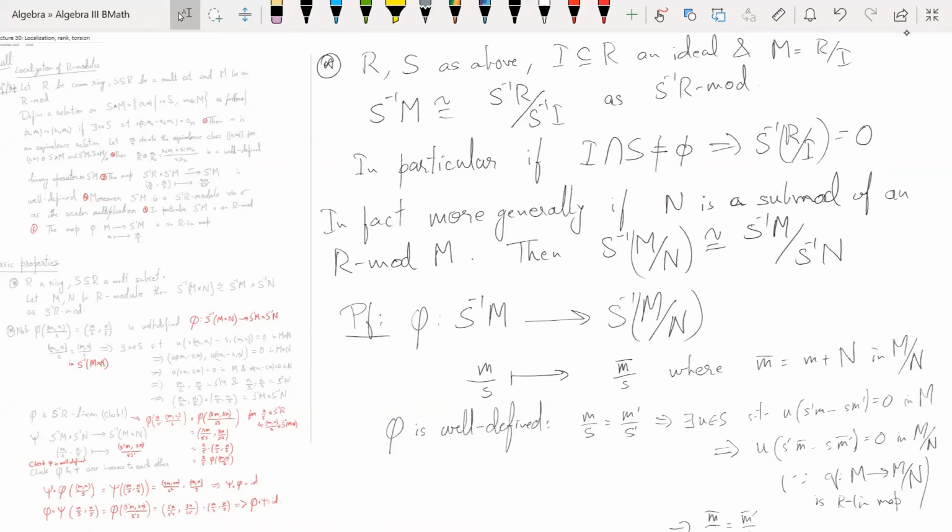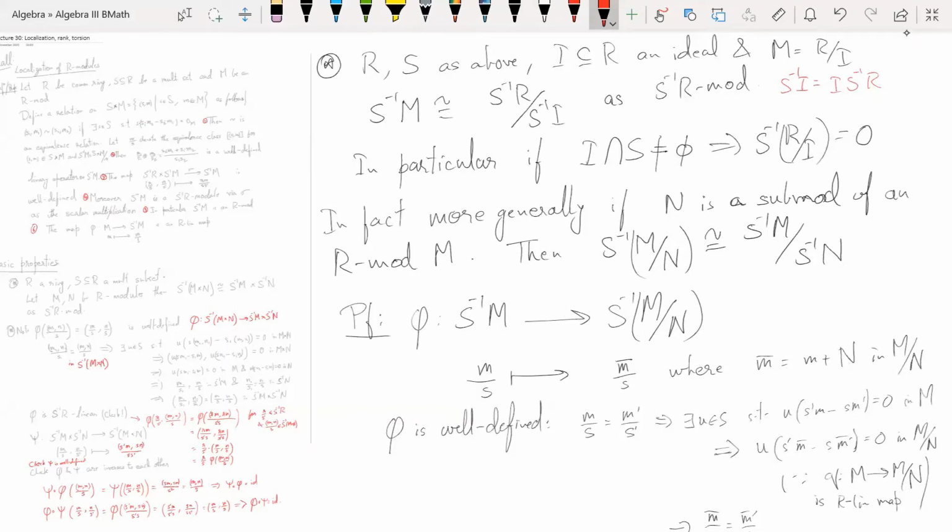Say R is a ring and S is a multiplicative set, like in the previous example, and I in R is an ideal. Say M is the R module R mod I. So R mod I is an R module. Then you can show S inverse M is the same as S inverse R mod S inverse I, as an S inverse R module. Recall what S inverse I is. S inverse I, remember, is the same as I S inverse R, the ideal generated by the image of I in S inverse R.